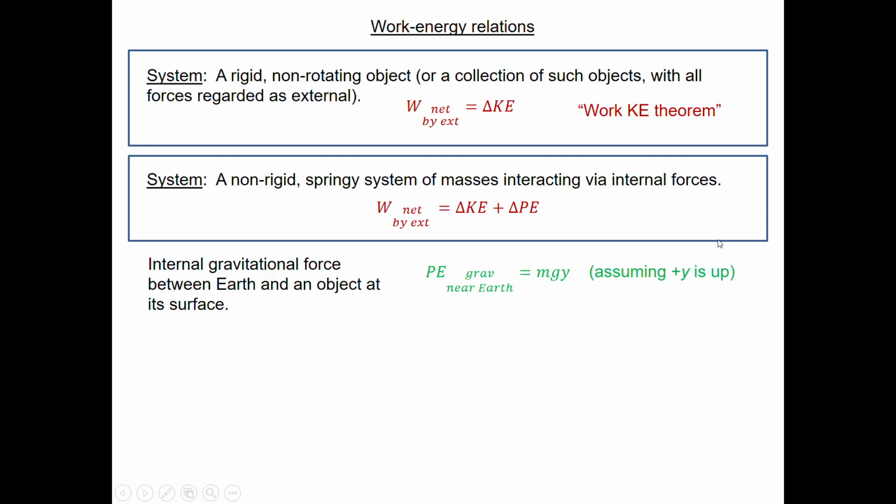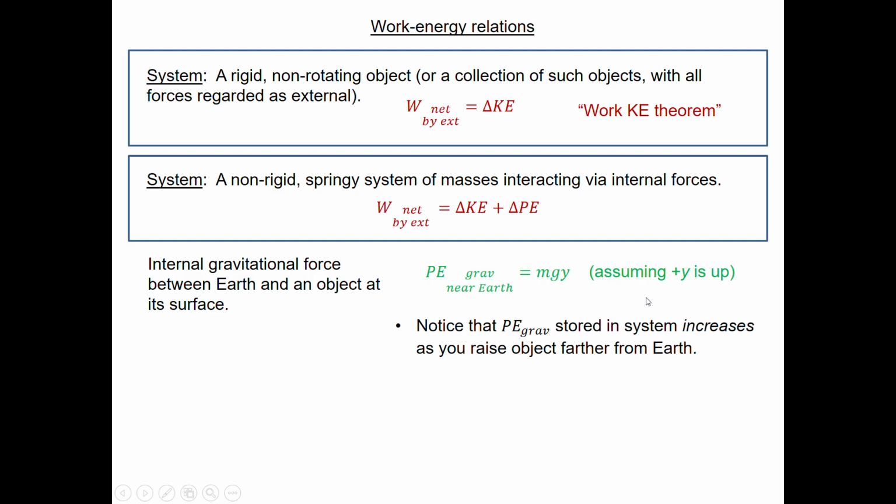So let's put that in a list here. We're going to expand on this list a little bit. We found out that if our system consists of an object near the surface of the Earth and the Earth, with the gravitational force being internal, then the potential energy function that we should use in order to use this more general work-energy relationship is mg times y, where y is the y-coordinate of the object that's moving relative to Earth, and we always have to take plus y to be the upward direction. Otherwise, this has the wrong sign. So if we're going to use this formula for the gravitational potential energy, we have to take plus y to be up.